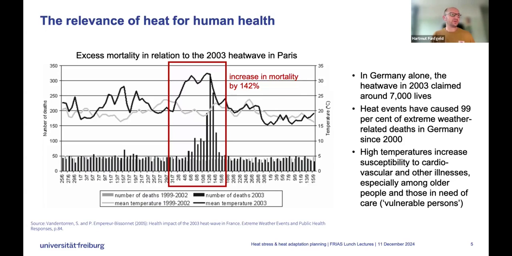And what's really important here, which is probably not so well known, is that heat events have caused 99% of extreme weather related deaths in Germany since the year 2000. So 99%.